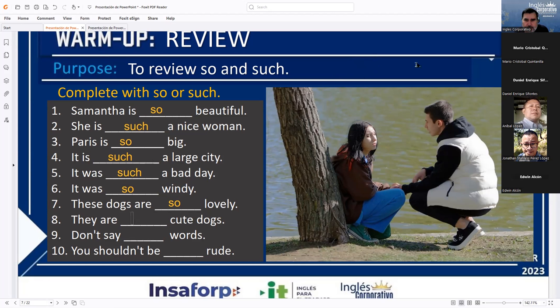And number eight. They are such cute dogs. Number nine. So, okay. But we say such. Oh, don't say such words. Words are nouns. You see that they are plural. They are not adjectives. Adjectives don't have a plural form. Okay. Number 10. You shouldn't be so rude.